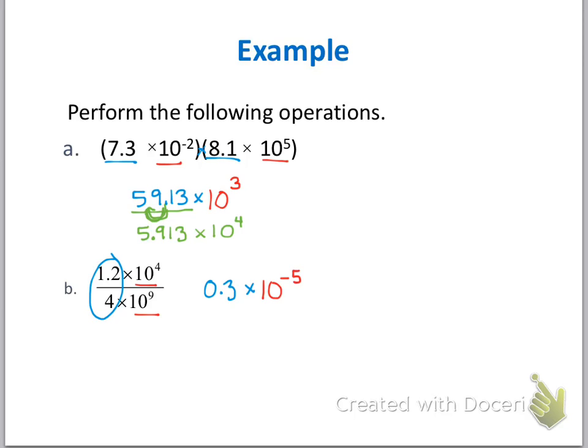Now recall from our lesson yesterday, negative exponents are bad, but not in scientific notation. You can have negative exponents in scientific notation. Finally, this number here is not between 1 and 10. We need to move the decimal one place. I'm making this bigger, so I need to make this smaller. So that's going to be 3 times 10 to the negative 6.